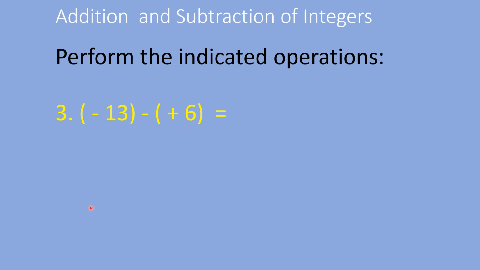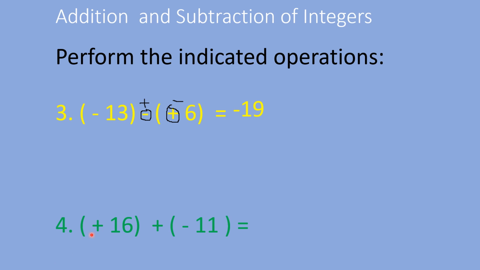Next, negative 13 minus positive 6. So what are you going to do now? Since this is minus, change the sign of the subtrahend. So this one becomes negative. And proceed to addition. So this one is no longer subtraction, that is addition. So you're adding now negative 13 plus negative 6. So that is negative 19. Just add the absolute values 13 plus 6, 19, then copy their common sign, which is negative.